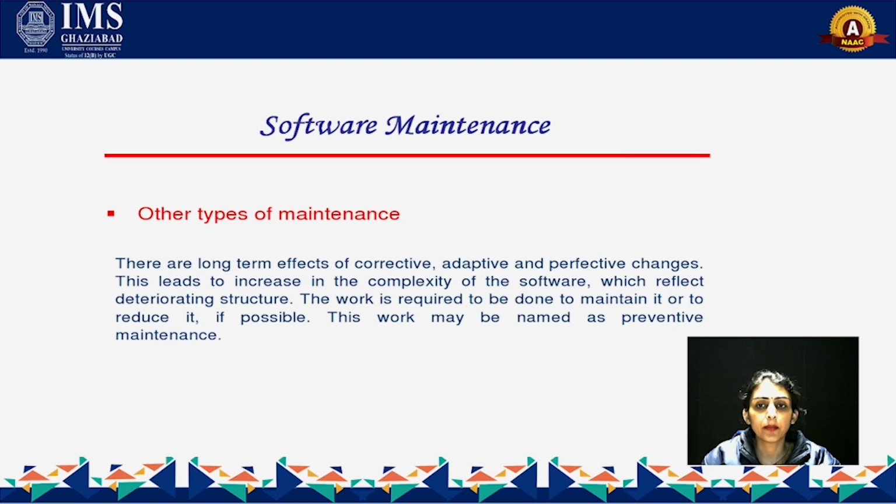Now, there are some other types of maintenance also, which include some long-term effects which may arise due to corrective, adaptive, and perfective changes. This leads to an increase in the complexity of the software, which reflects the deteriorating structure. Work is required to maintain it or to reduce it if possible. This work may be named preventive maintenance.